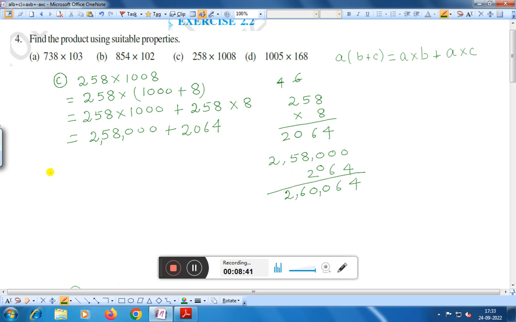Therefore the answer will be 260064. We put the comma after 3 digits and after 2 digits. This is the answer of question number C. Okay, in this way we can use the distributive property to solve the problem.